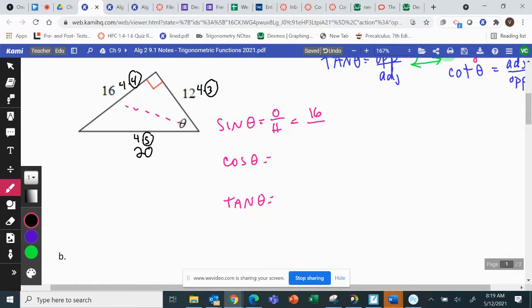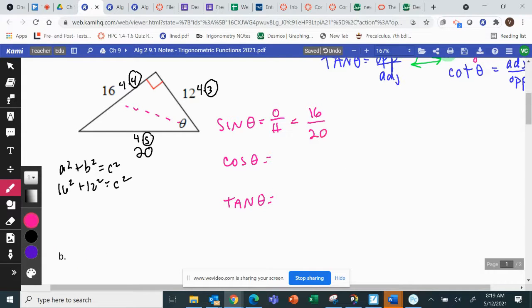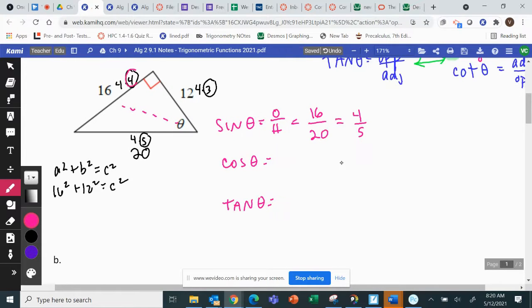Okay, if that totally went over your head because you didn't understand how to use triples, then use Pythagorean theorem, which is a squared plus b squared equals c squared. I'm not doing the whole thing, but 16 squared plus 12 squared equals, and so on. Okay, so 16 over 20. Then we say, does that reduce? Yeah, it does reduce. It reduces to 4 over 5. Now, isn't that interesting that it reduces to the original triple, 4 and 5? The times by 4s canceled out. Cosine. Cosine is, Emma, what's cosine?